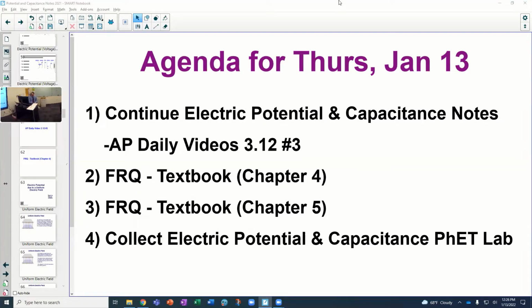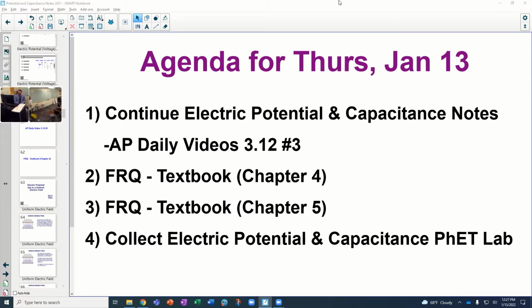So today's agenda, we're going to talk about electrical potential some more and actually start to expand that into more details about capacitance, which overflows with the PhET inquiry activity that I had you working on. And then we're going to practice with an FRQ from your textbook and also watch a daily video.